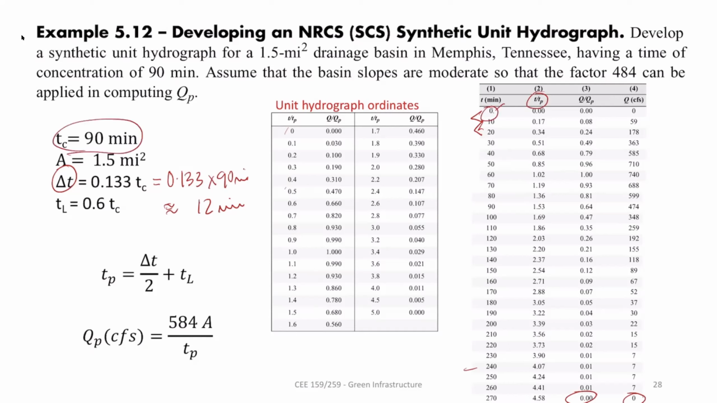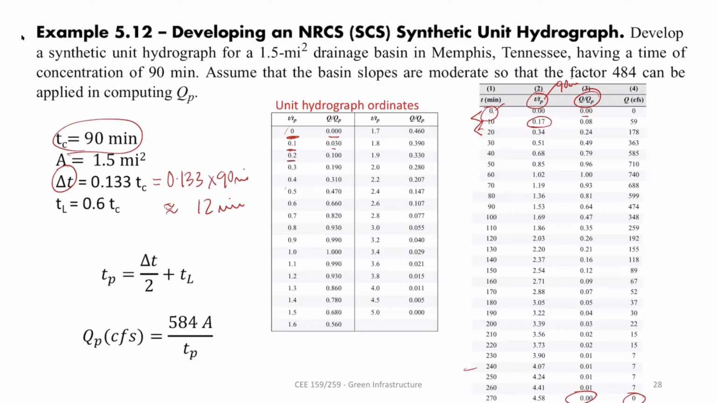So if you divide 0 by 90, it becomes 0. 10 divided by 90 becomes 0.11. Here tp is 90 minutes. This value you have to interpolate. As I said, if your t by tp is 0, this is 0, so you put it here. For 0.1, it becomes 0.03. For your next one, t by tp is not 0.1, it's 0.17.